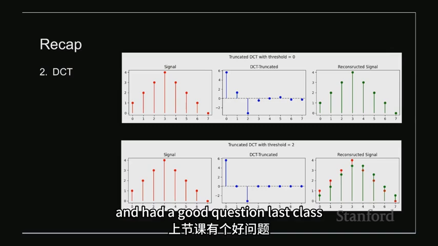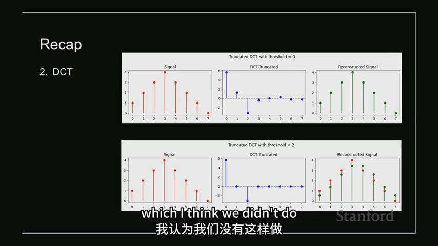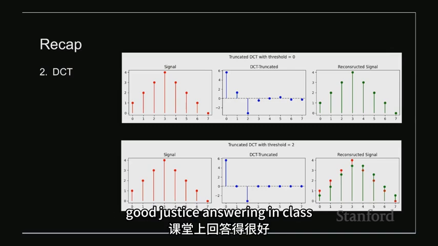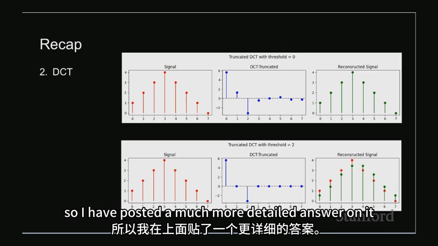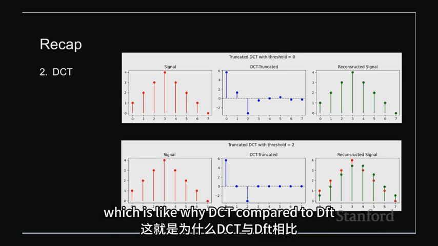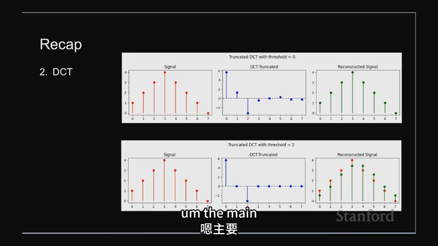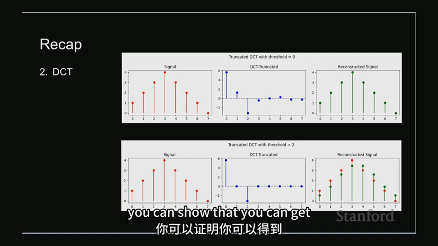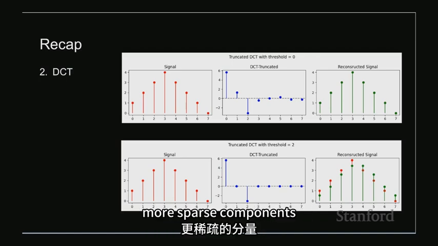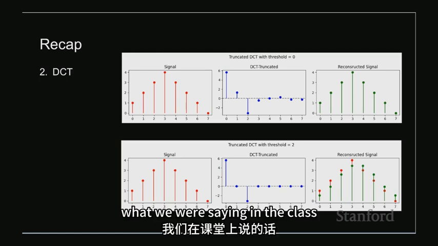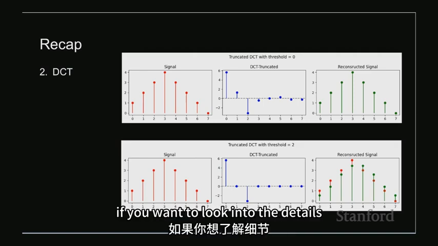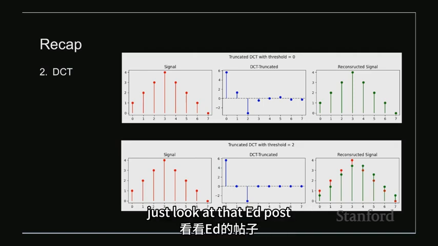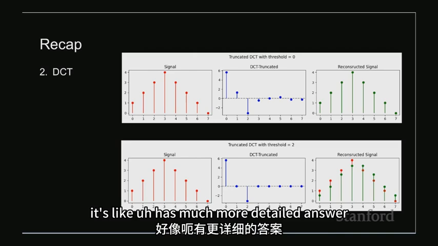A student asked a good question last class, which I think we didn't do justice answering in class. So I have posted a much more detailed answer on it, which is why DCT compared to DFT. The main idea is that in DCT, you can show that you get more sparse components compared to DFT. The reason has to do with what we were saying in class, boundary conditions. If you want to look into the details, just look at that Ed post. It has a much more detailed answer.